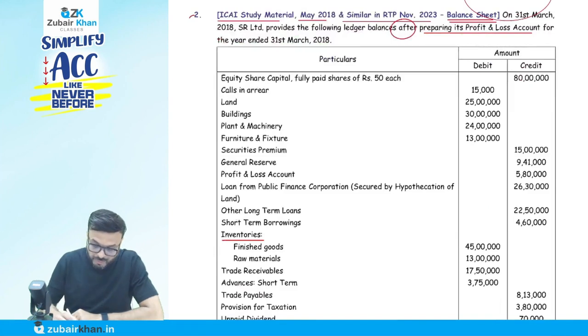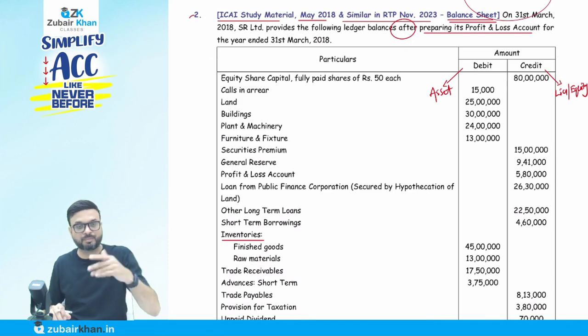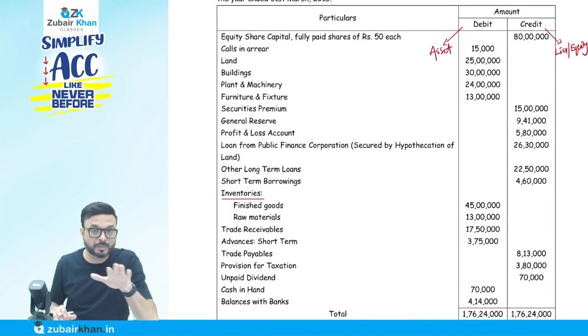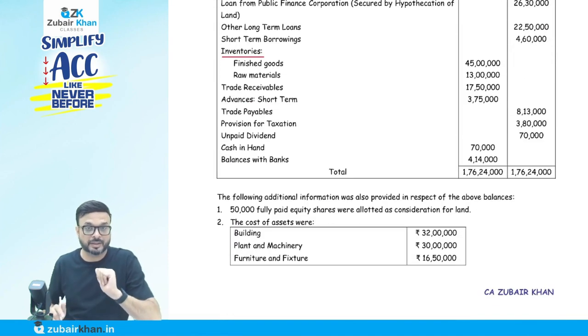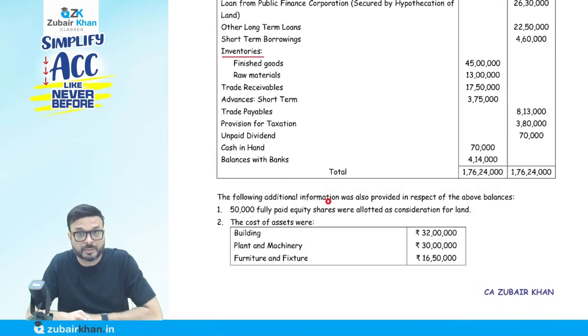You know that a debit balance will always be an asset only, and here it will be liability and equity. Okay, I have not written expense and income because the P&L account is already prepared, so there are no balances of expense and income here. Now they say, the following additional information was also provided in respect of the above balances.